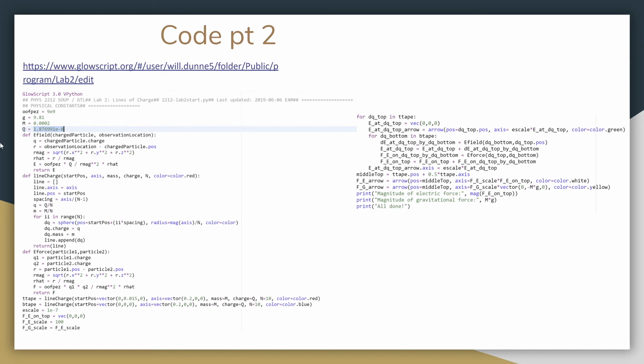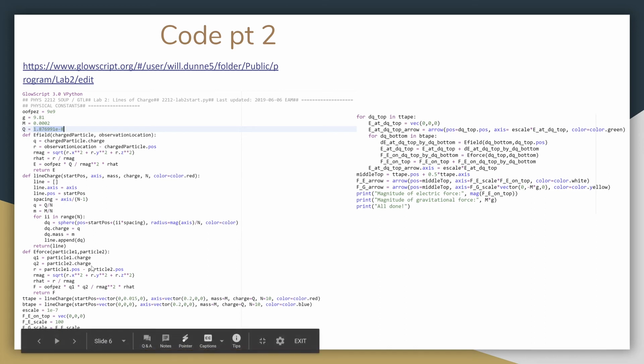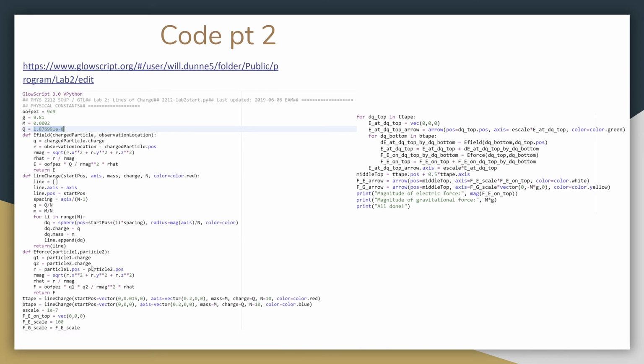So this code demonstrates the electric field, line charge, and electric force functions, which were used to create the lines of charges used in the distribution. And then the electric field function was used to find the electric field at the location of the upper tape by the lower tape. The electric force function was used to calculate the force on the upper tape by the lower tape.